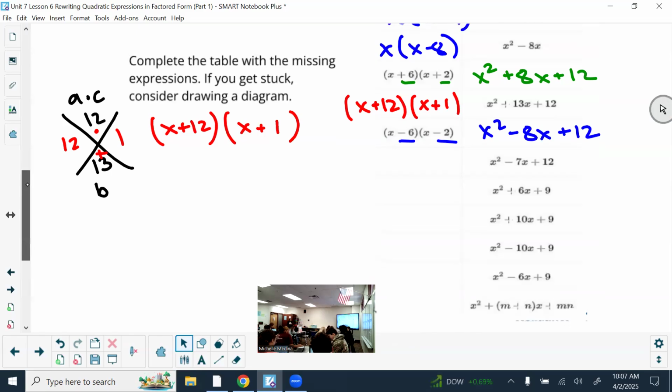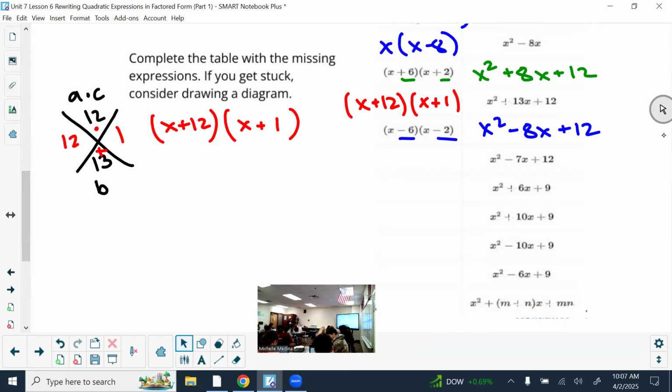So, next one we're going to set up. Normally I just write it like this. So the next one I would set up 12 on the top, -7 on the bottom. But I would recommend, until you know how to set it up by heart, write all the labels. The top is always A times C, so 1 times 12. The bottom is always your B value. And we're looking for two numbers that multiply to 12 and at the same time add to -7.